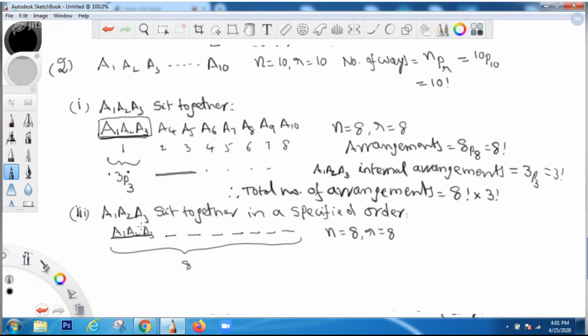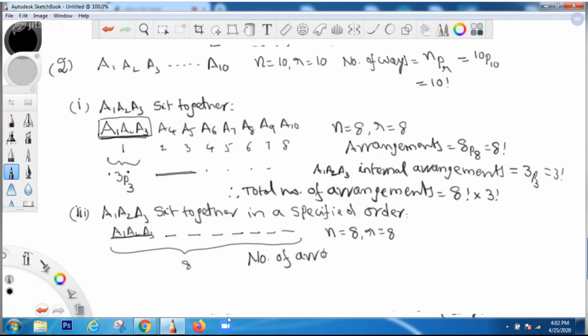Second, third, fourth, fifth, sixth, seventh, eighth. 8 places are there for them. Persons also 8 only, because we are treating these three as 1 unit. Therefore, n is equal to 8 and r is equal to 8. Number of arrangements is equal to 8P8.